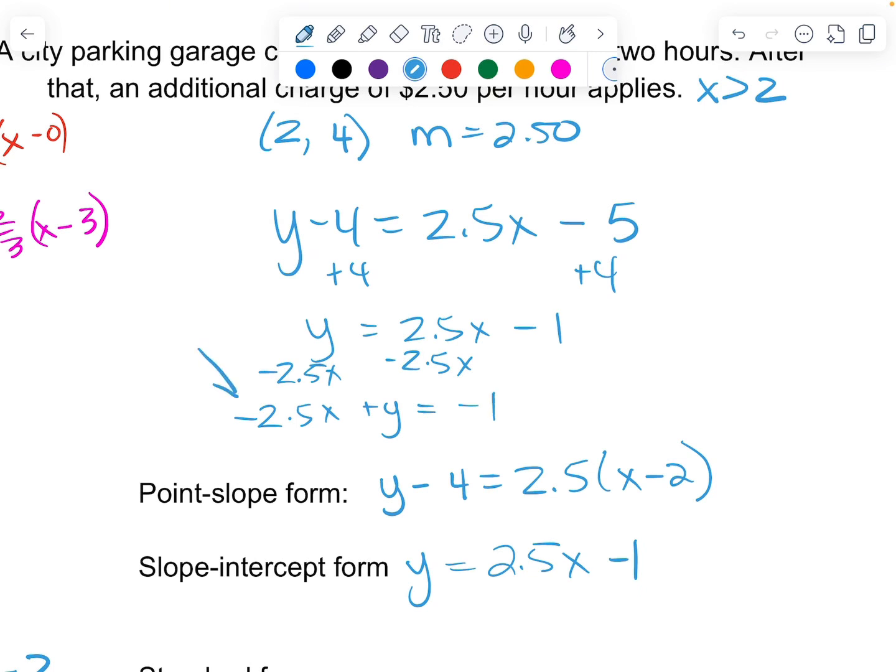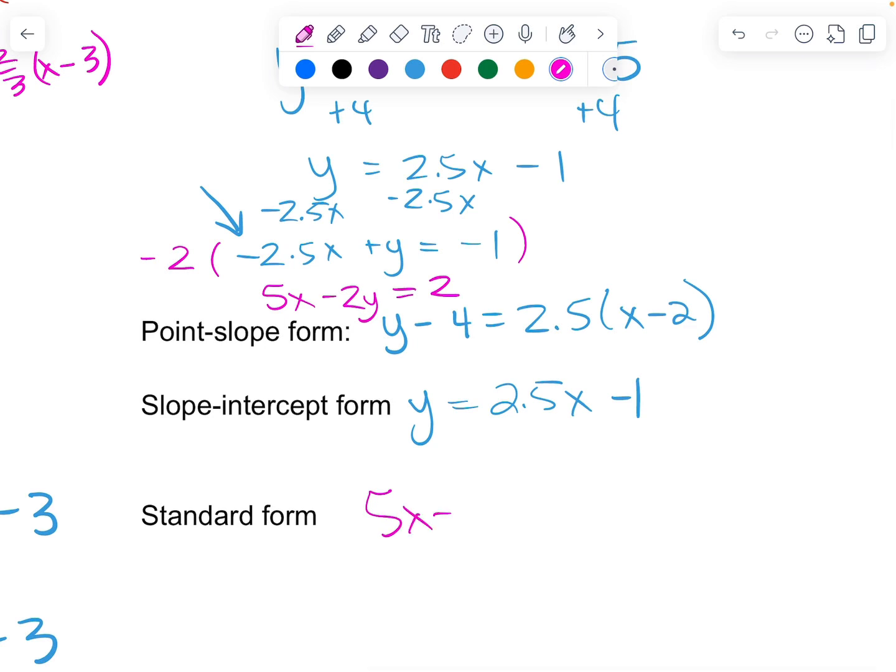Now, that's not a fraction per se, but it's not an integer. So that has to be an integer. So we need to multiply it by something to make it an integer. So I'm going to multiply this by negative 2. So that would get me 5x minus 2y equals 2. And that would be standard form. Nope. Yeah, I did that right. Okay.